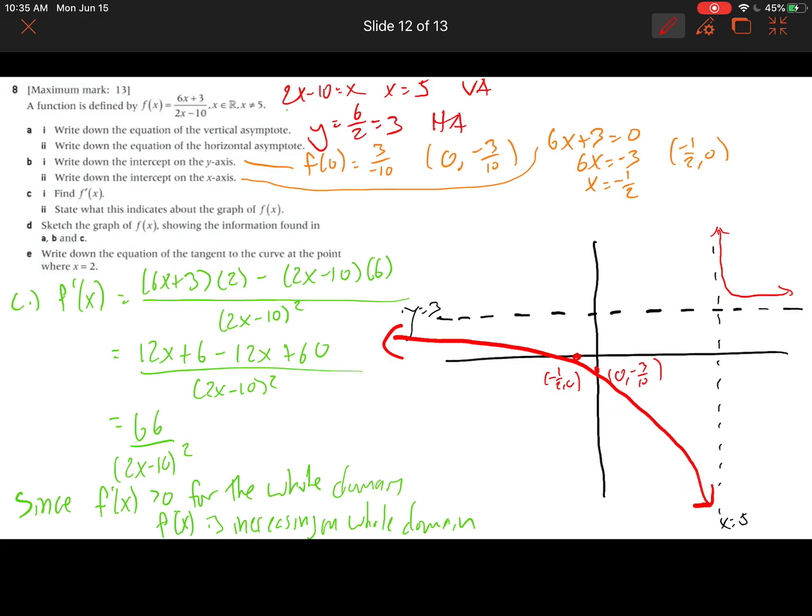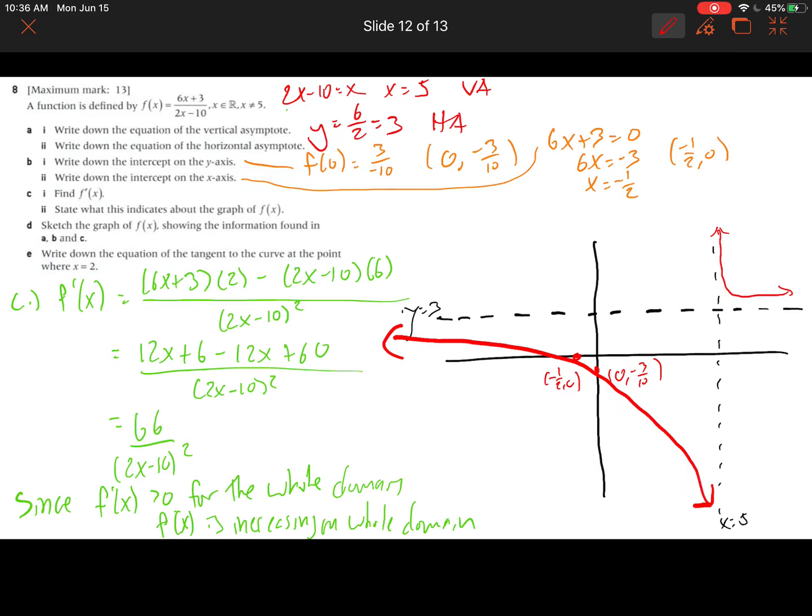So what happens when I do things for the first time here in front of you? It's low, d high, minus high, d low, all over low squared. 6x plus 6, 12x plus 6, minus 12, minus negative 60 is plus 60. I don't know what to tell y'all about that right now.